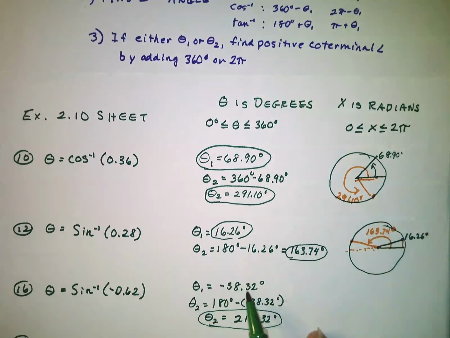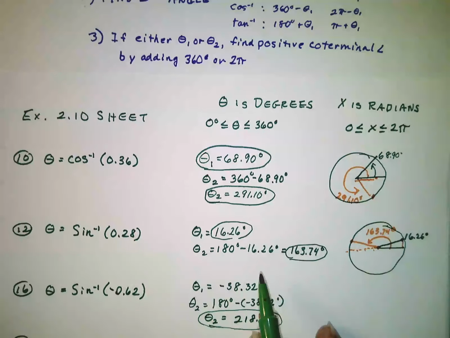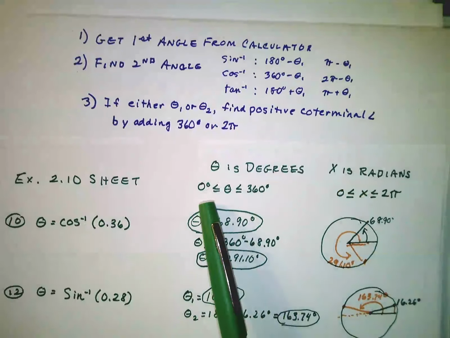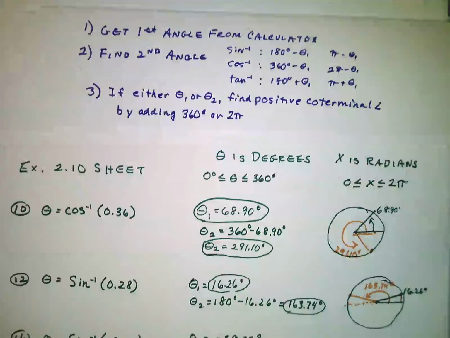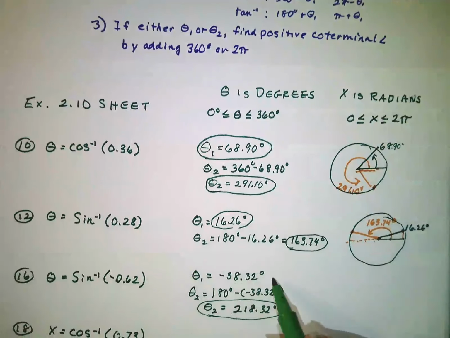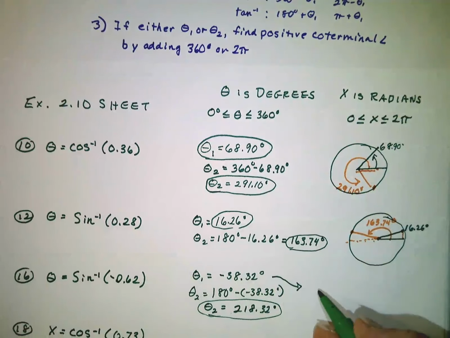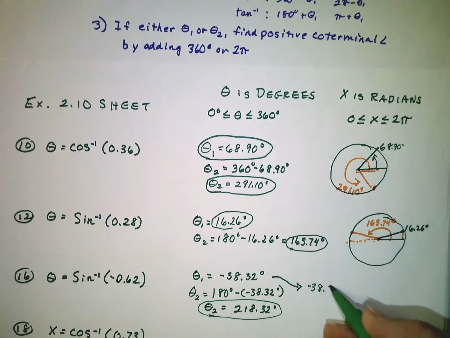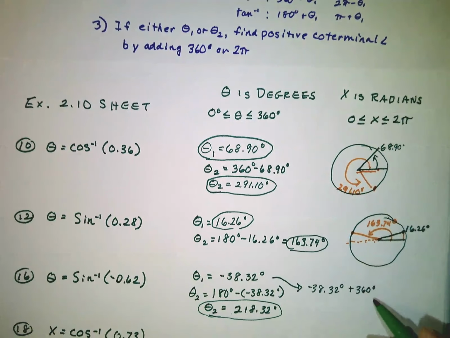But this angle's not ready for it yet. This is the correct answer. That does have a sine value of this. But all our answers have to be between 0 and 360. This one's not. We have to have a positive angle. So we're going to take this and find a positive coterminal angle by taking negative 38.32 and adding on 360.